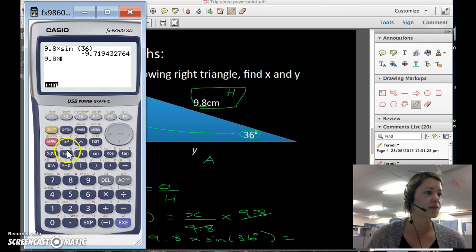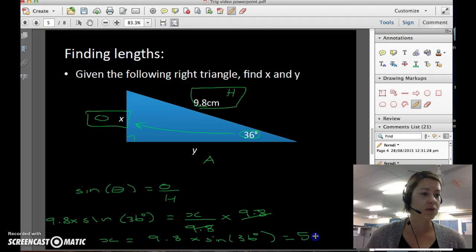9.8 times sine 36. Okay, and I get 5.76. I'm going to do it to one decimal place because my data is only given to two significant figures, so it equals 5.8 centimeters. Okay, and that's my length of x.